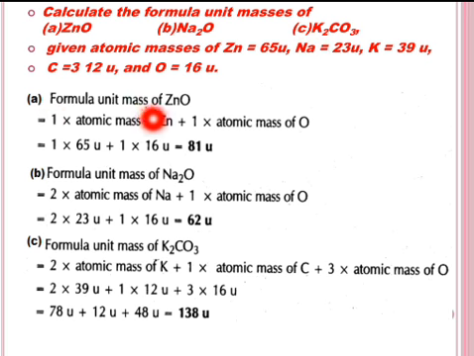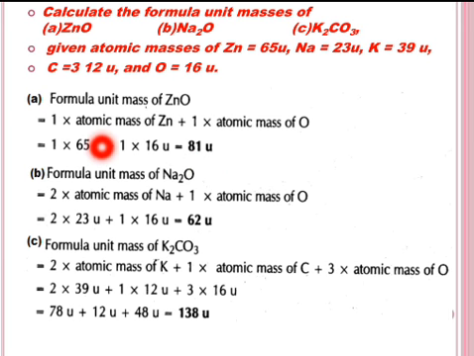Calculate the formula unit mass of zinc oxide. Again, see how many zinc atoms and oxygen atoms are present in this compound. You can see in this compound zinc oxide, there is one zinc atom and one oxygen atom present. So multiply one zinc atom with its atomic mass and one oxygen atom with its atomic mass. Then add up their atomic masses. You will get the formula unit mass of zinc oxide.